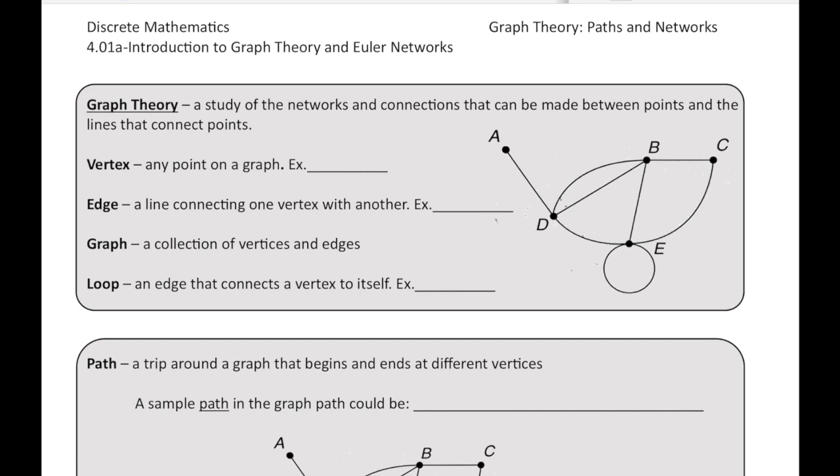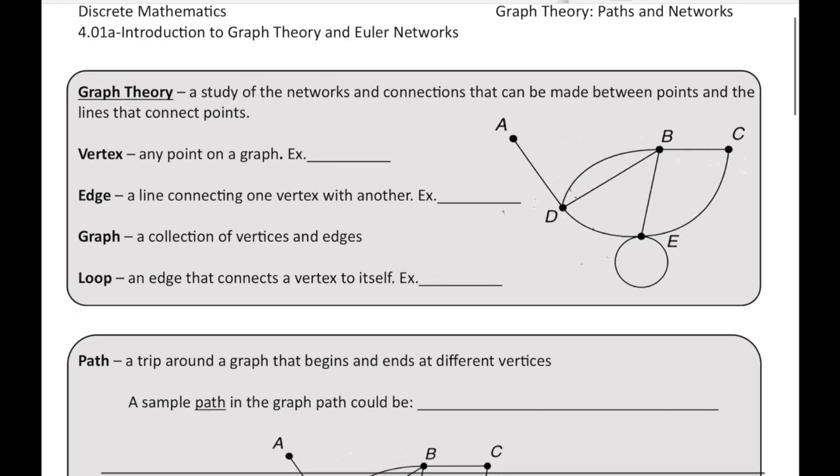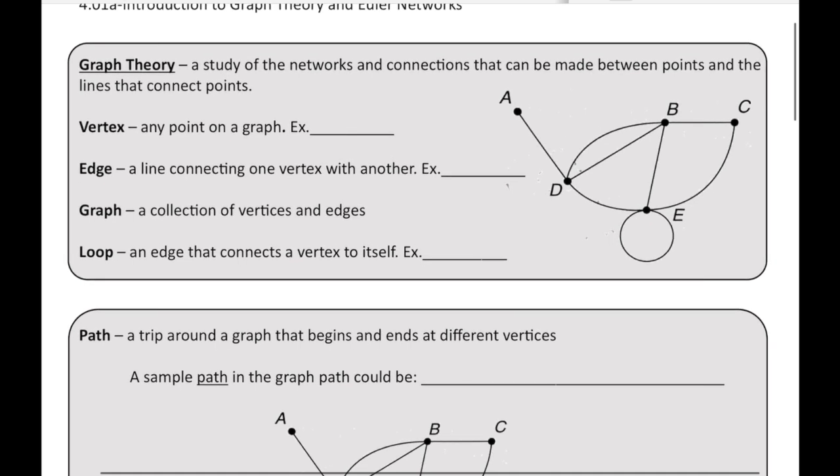We saw a little bit where we're trying to trace a graph and find a way around, but here we're going to introduce a few definitions that we need for graph theory and go from there. Now, first off, graph theory is the study of networks and connections that can be made between points and the lines that connect those points.